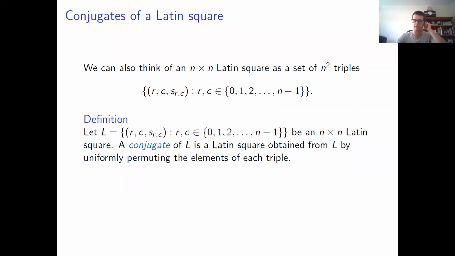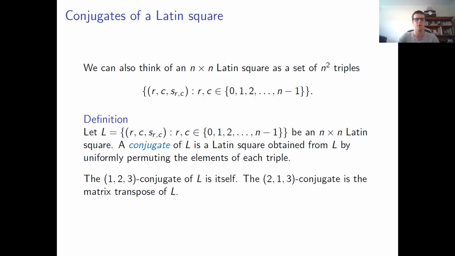Let L be an n by n Latin square, then a conjugate of L is a Latin square obtained from L by uniformly permuting the elements of each triple. Because there are 6 permutations on 3 elements, each Latin square has 6 conjugates, and we label each conjugate by a one-line permutation, which gives the order of the coordinates of the conjugate relative to the order of the coordinates of the original square. So, for example, the 1, 2, 3 conjugate of a square is itself, and the 2, 1, 3 conjugate is the matrix transpose.